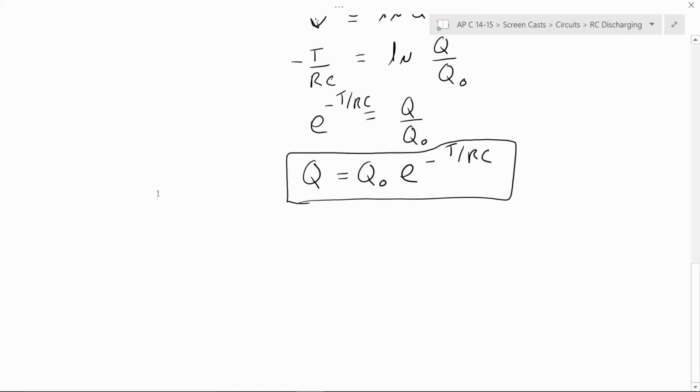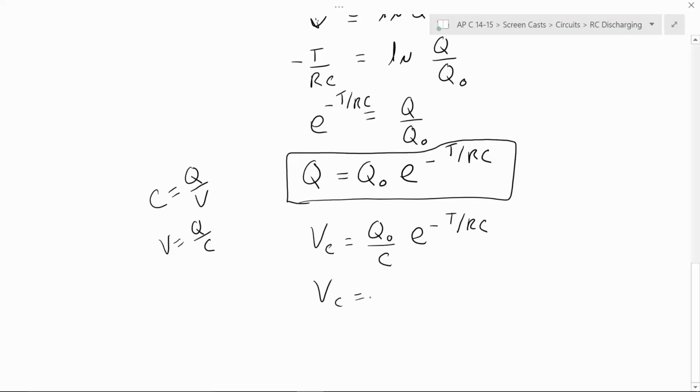If we want to know the voltage, recall the definition of capacitance is charge per voltage, or per potential. So V is going to be Q over C. So the voltage of the capacitor is Q naught over C, e to the minus t over RC. And you may recognize Q naught over C is the same thing as the initial voltage. So what this says is that the voltage across the capacitor starts off at V naught, and then it decreases exponentially by e to the minus t over RC.